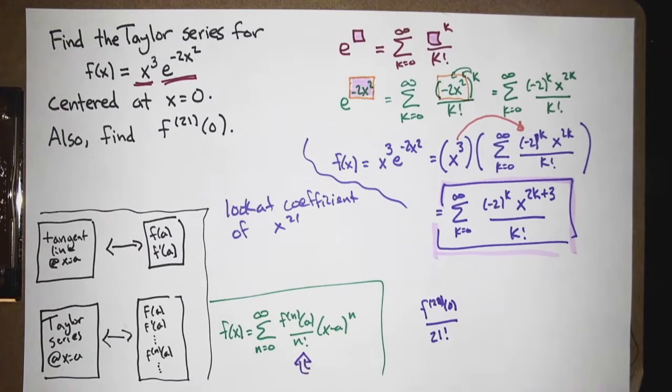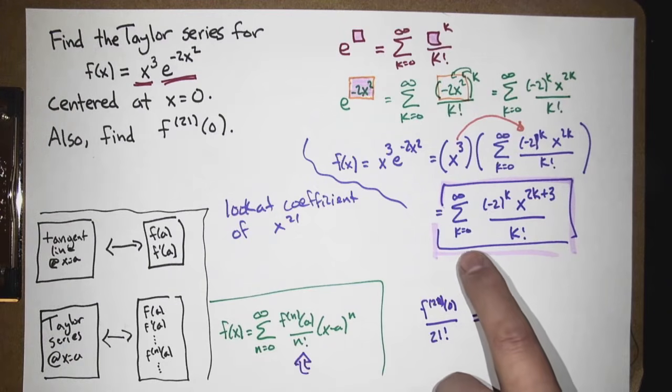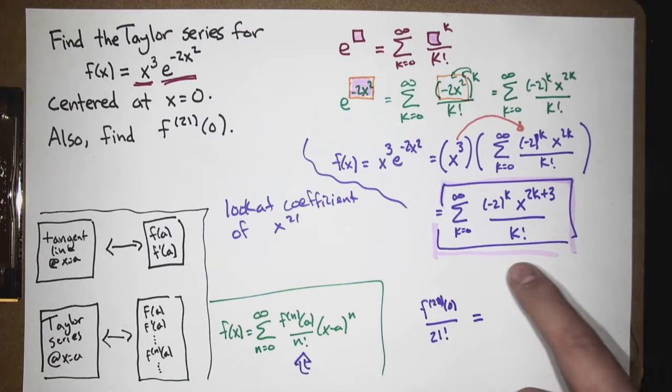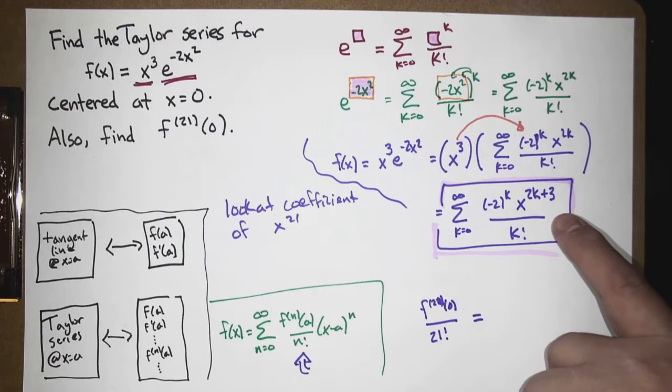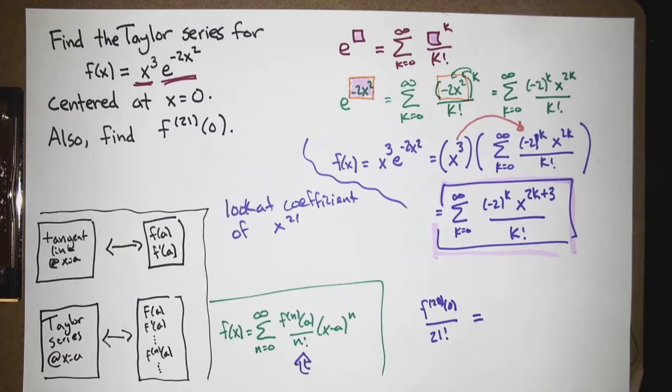Now, we come here and say, I want x to the 21. Now, let's be careful here. Does that mean k equals 21? And why not? If k equals 21, what power of x do you have? 45, right? Because it's x to the 2k plus 3. I want the 21st power of x. So, which value of k do I want? 9, right? Good.